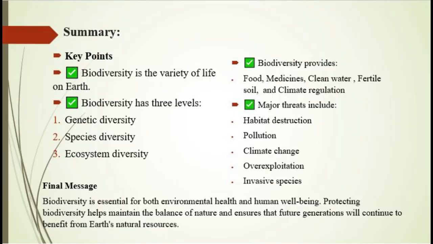Summary. Let's review what we learned today. Key points. Biodiversity is the variety of life on Earth. Biodiversity has 3 levels. 1. Genetic diversity. 2. Species diversity. 3. Ecosystem diversity. Biodiversity provides food, medicines, clean water, fertile soil, climate regulation. Major threats include habitat destruction, pollution, climate change, overexploitation, invasive species.